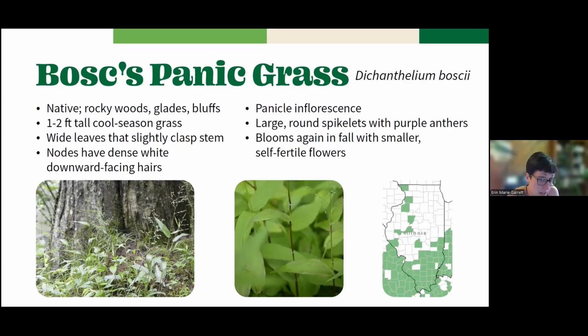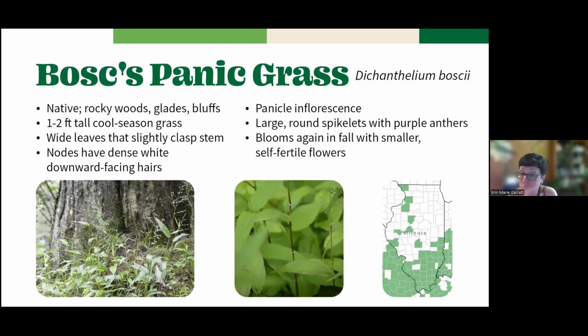So this one, Bosc's panic grass, is a native to mostly southern Illinois, but you can see that it's crept up into a few northern Illinois counties too. Typically pretty short, 1 to 2 feet tall. And it has these broad, short leaves that slightly clasp the stem. But the characteristic, again, the one and only characteristic that I use is to look at the nodes for these really dense white downward facing hairs. Very specific characteristic. If I'm in the woods, I see a shorter grass with broad leaves. I look for those nodes. If I see that, I know it's Bosc's panic grass.